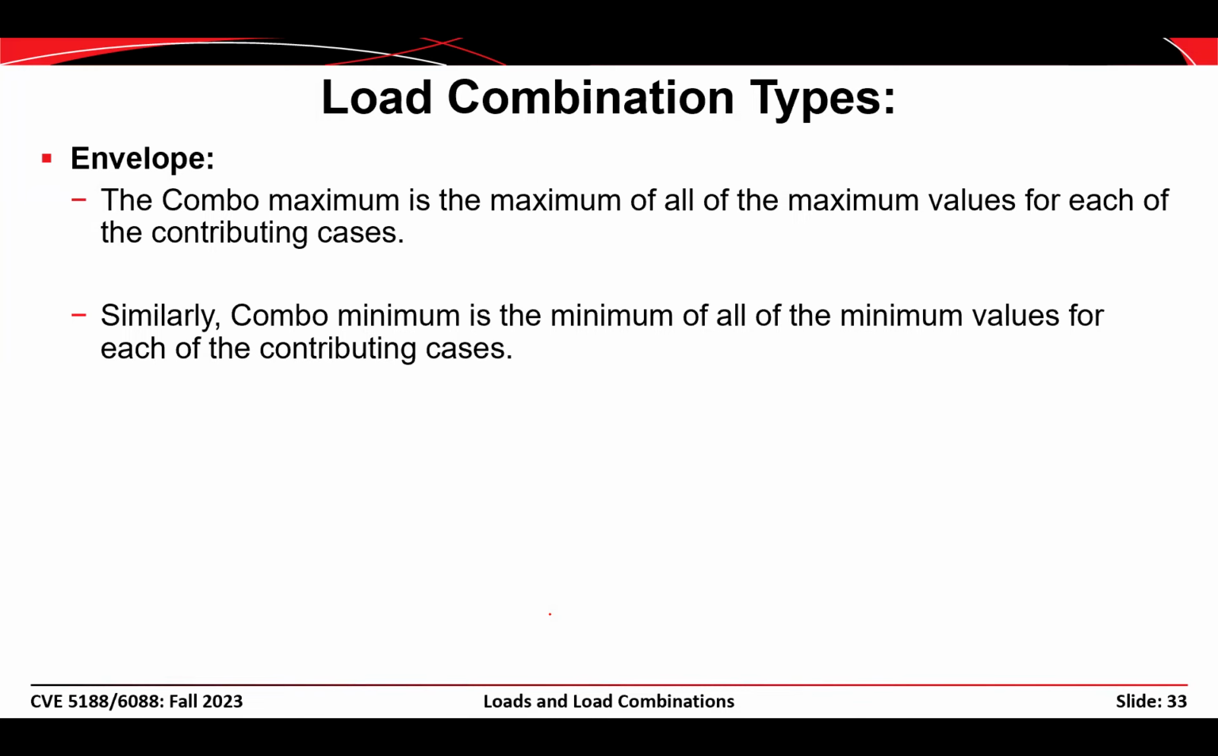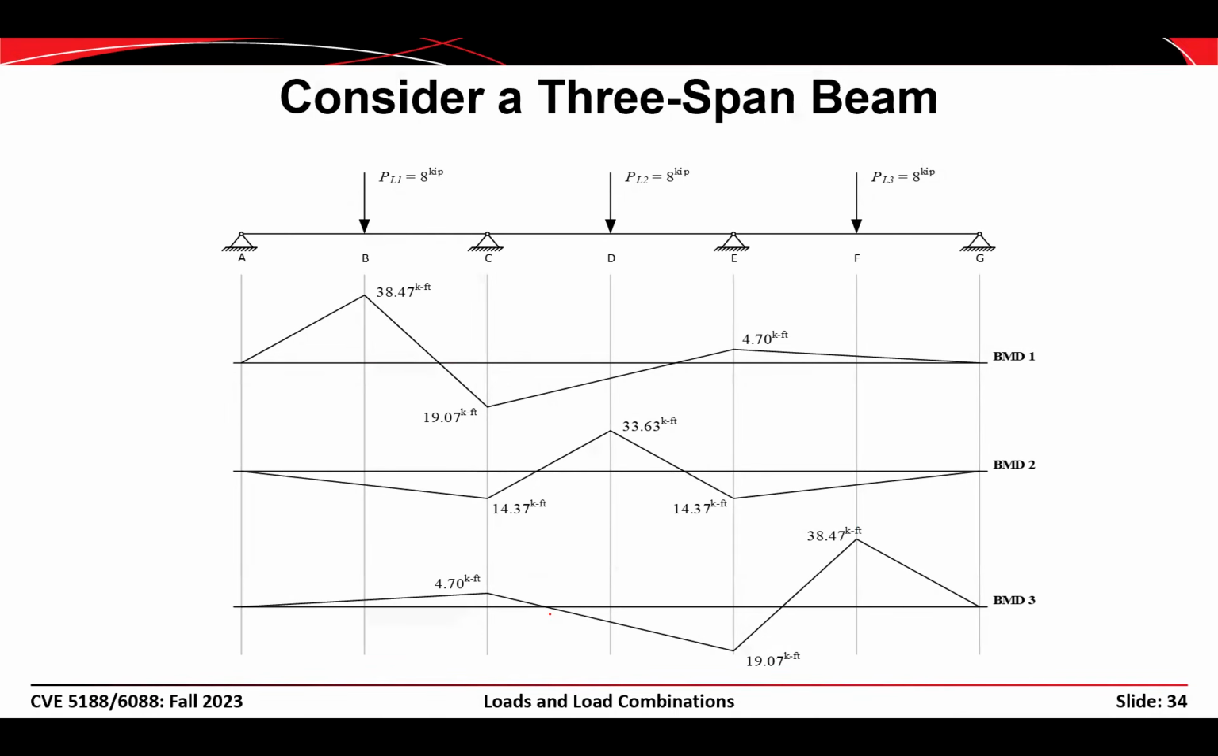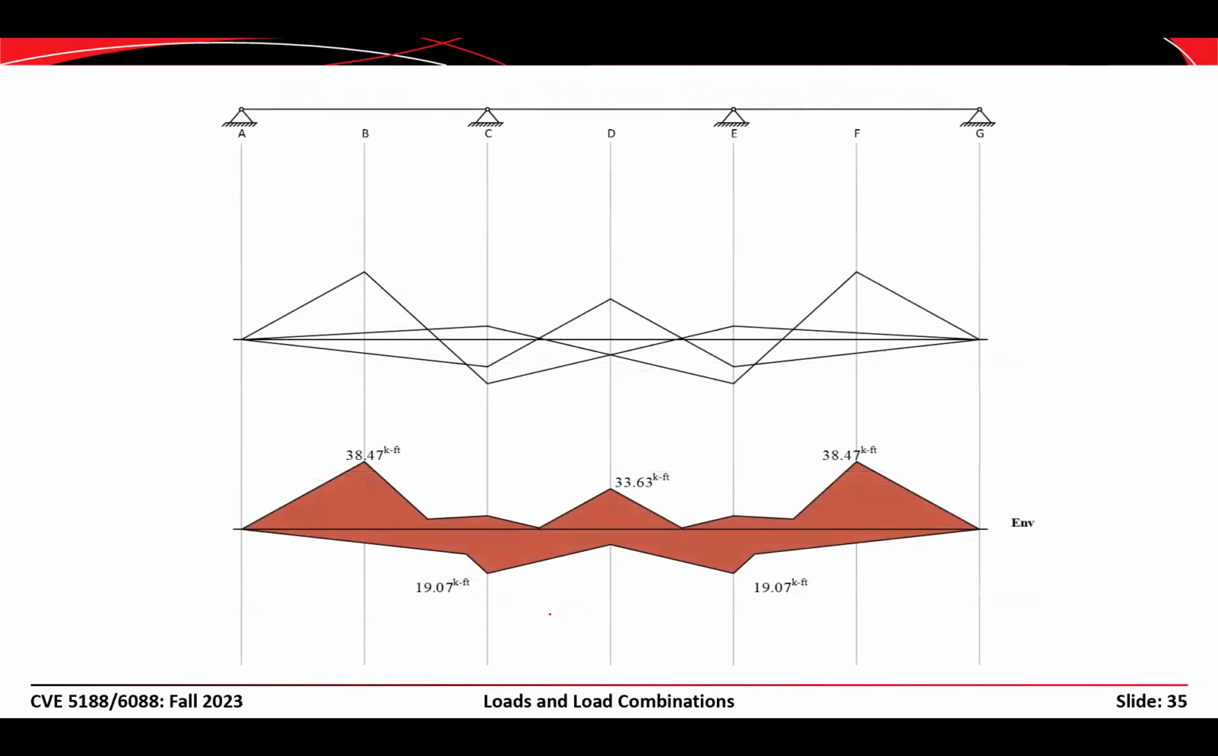The second type is called an envelope. This combination gives us the maximum of all the maximum values that are defined, and it gives us the minimum of all the minimum values that are defined. So if we go back and apply this to the same situation where we have these three bending moment diagrams, basically what it's going to do, using load factors of 1.0, is superimpose all three of those bending moment diagrams and give us the maximum values from all three of those.